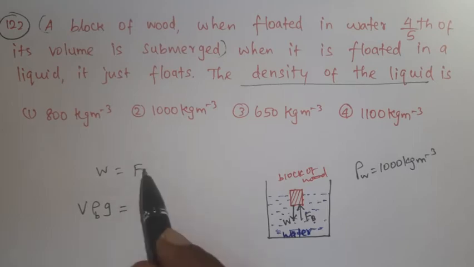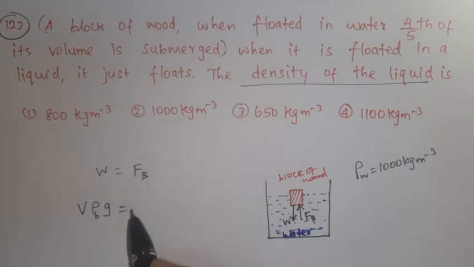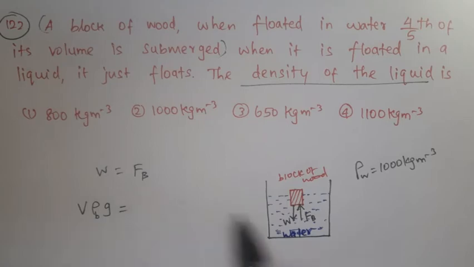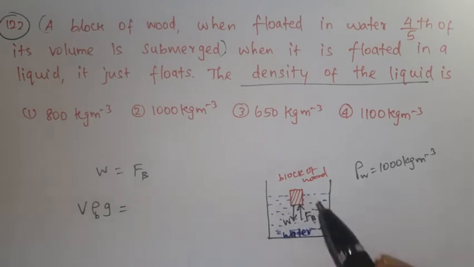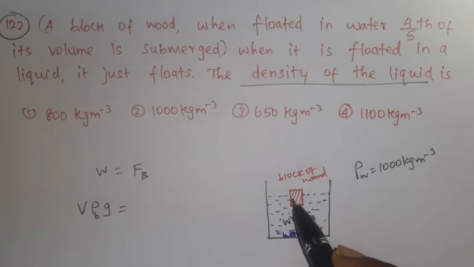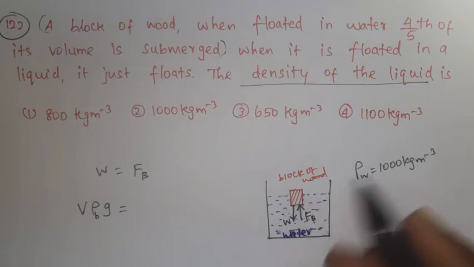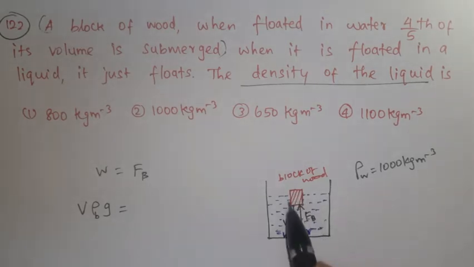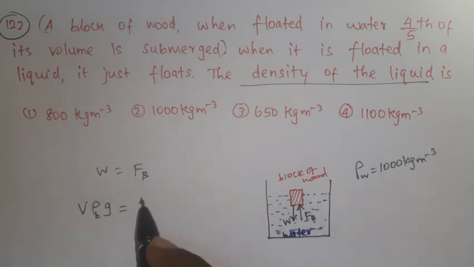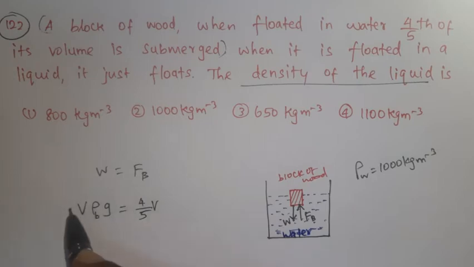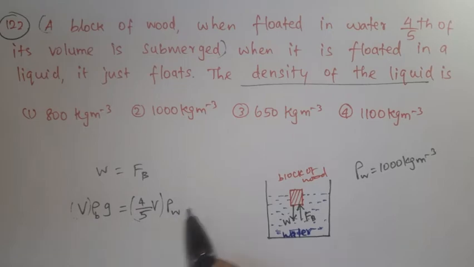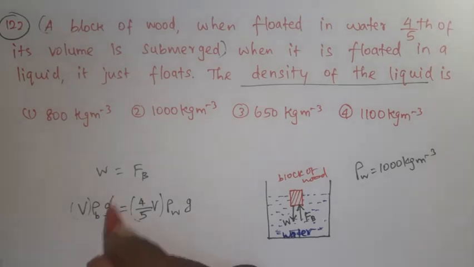Then for the buoyant force FB, the mg formula applies. Here 4/5 of the wood is submerged, and submerged means that amount of water displaced will be the volume, that is 4/5 V. Here V, here 4/5 V, then the density of water, then g is the acceleration due to gravity. Now we can cancel this g and g.